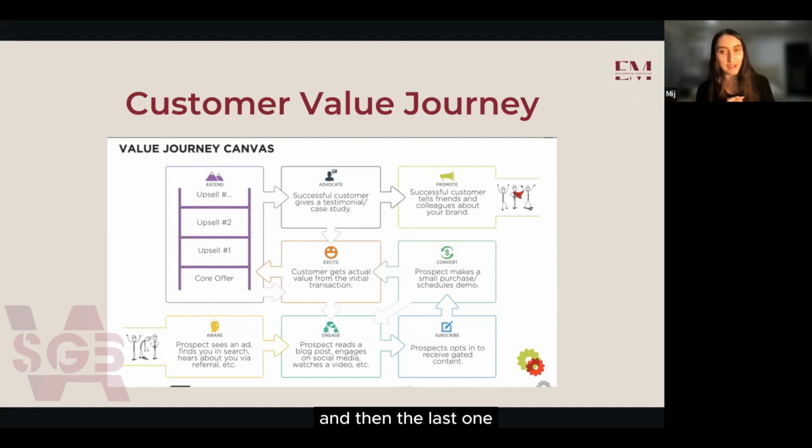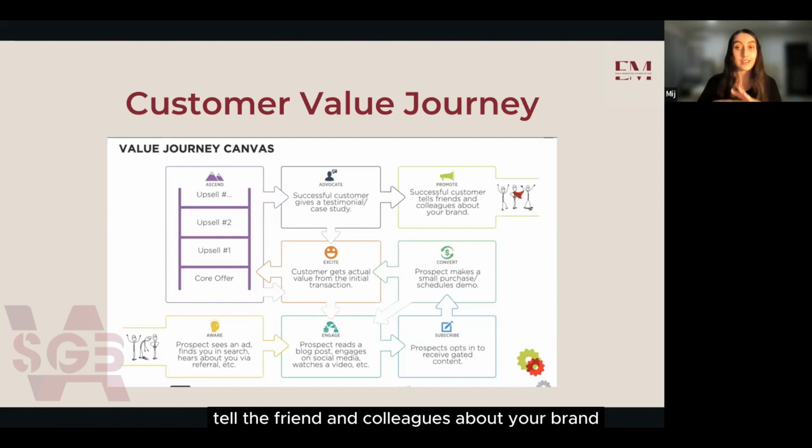And then the last one, we have a promote stage. Promote, again, the name is very self-explanatory. Promote means a successful customer tells a friend and colleagues about your brand. You're basically becoming an evangelist of a brand, right? And that's how it goes for all the brands, right? This is how it goes with the loop.